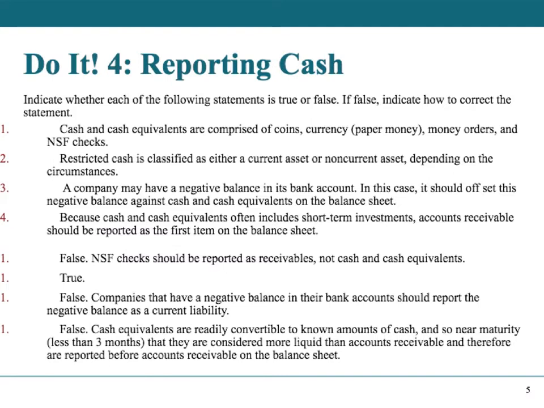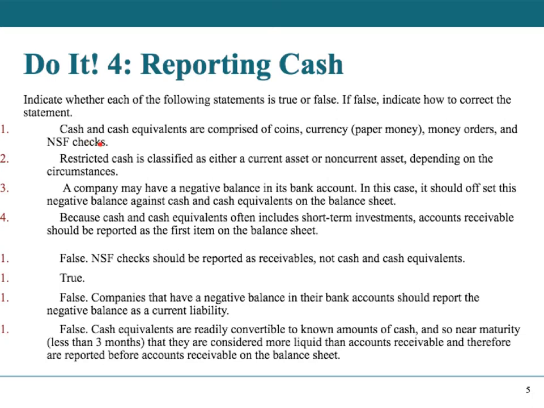What we walk through next is the Do It in your chapter at the end, to see which of the following statements are true or false. And if it's false, indicate how you would correct the statement. The first one: cash and cash equivalents are comprised of coins, currency, money orders, and NSF checks. The one that was not in my slide is the NSF checks. They should be reported as receivables. If you remember, when an NSF check was returned by the bank, we had to do a journal entry and take it out of cash and put it back as a receivable.